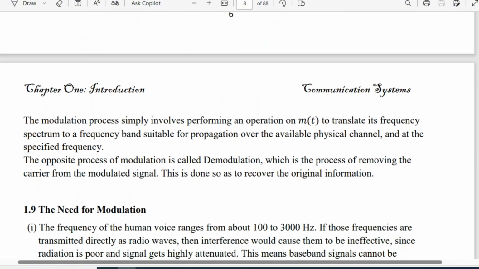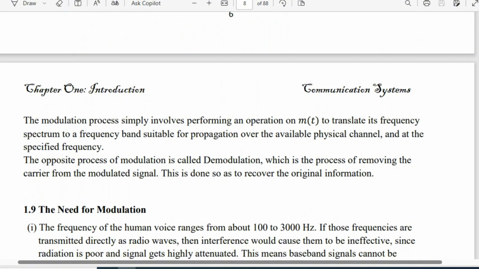Right? So how I'm going to talk about it is, imagine you want to send a message using a toy car, but the message is too big to fit into the car. So you pack the message into a smaller box that fits into the car. This way you can send the message using the toy car in a suitable frequency band over a track, which is the physical channel.